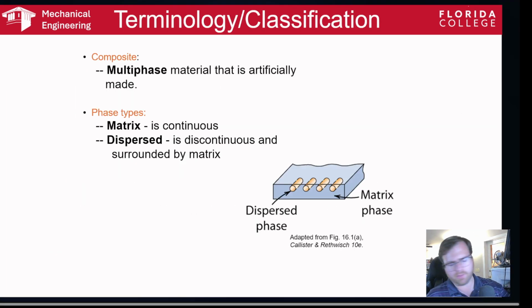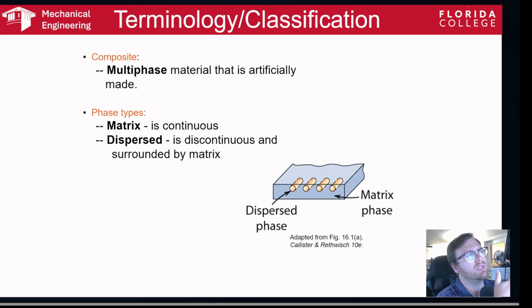Okay, so let's talk about some classifications and terminology. A composite is a multi-phase material that is artificially made. If it's naturally occurring, we don't typically refer to it as a composite. So that usually rules out things like metals, right? Because steel, for example, could be considered a composite of different phases of steel, but we don't really consider steel a composite material.